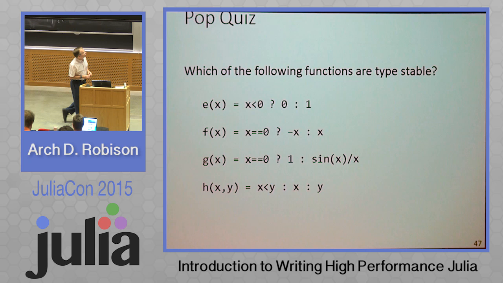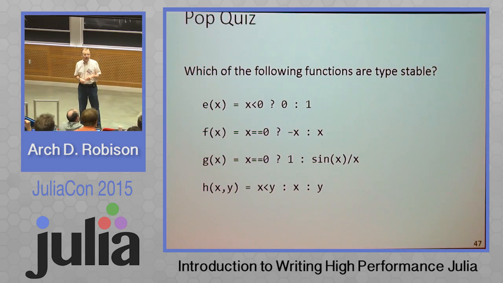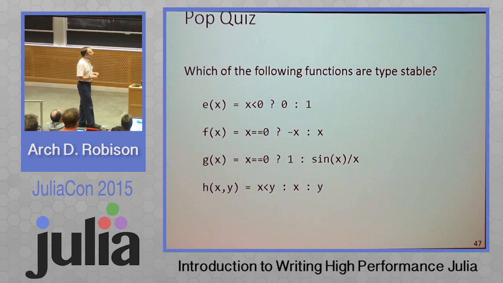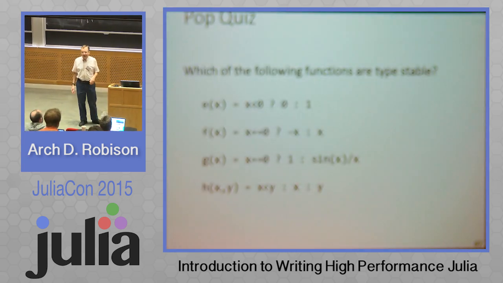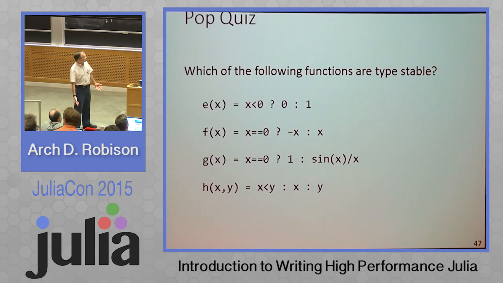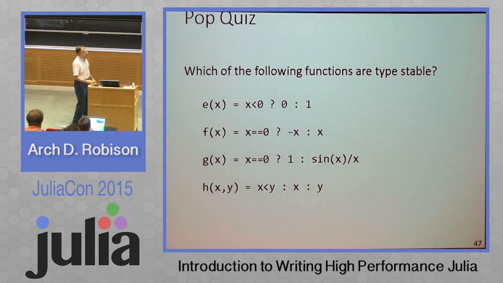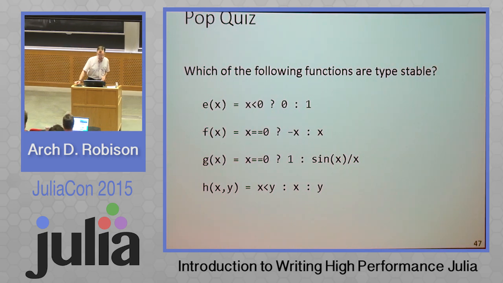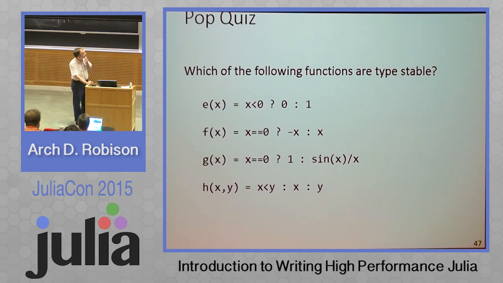Okay, the next one, g of x. Here's an innocent attempt to take out a discontinuity in a function. How many people think it's type stable? All right, how many people think it's not type stable? The only way it could possibly be type stable is if the sine of x would have to return some type that when divided by the type of x returned an int, and there's nothing in the standard library that does that. That would be really rude to add definitions that did that.